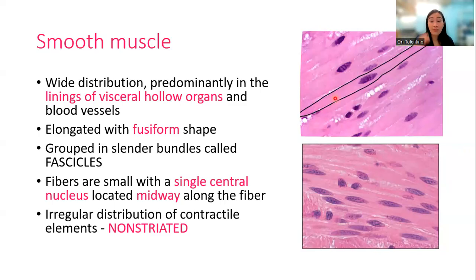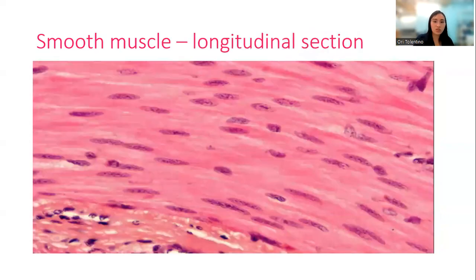They do not overlap regularly. It's arranged almost randomly inside the cytoplasm, so there are no striations. That's why they are called smooth muscles. They look smooth because they have no striations. This is an H&E stained longitudinal section of your smooth muscles. Single central nucleus midway along the fiber, which is spindle shaped. And the cytoplasm appears homogeneous or smooth because it has no striations.